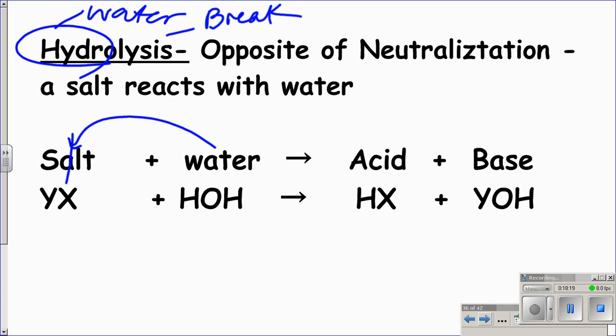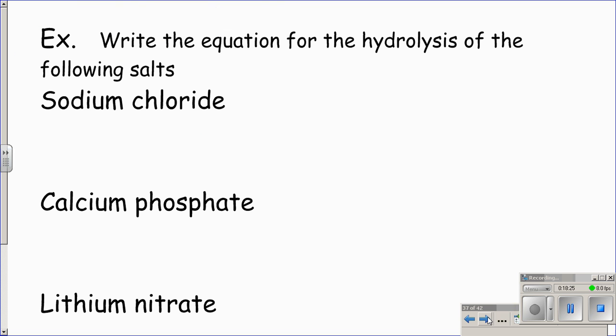So let's go through an example here. I'm going to not do it here. I'm going to do it on the next slide. Okay? Sounds good. So on these, I'm not going to say sodium chloride reacts with water. I'm going to say the hydrolysis of sodium chloride. When I say hydrolysis of sodium chloride, what is the other reactant? Water. Okay? Sodium chloride reacts with water to make what?